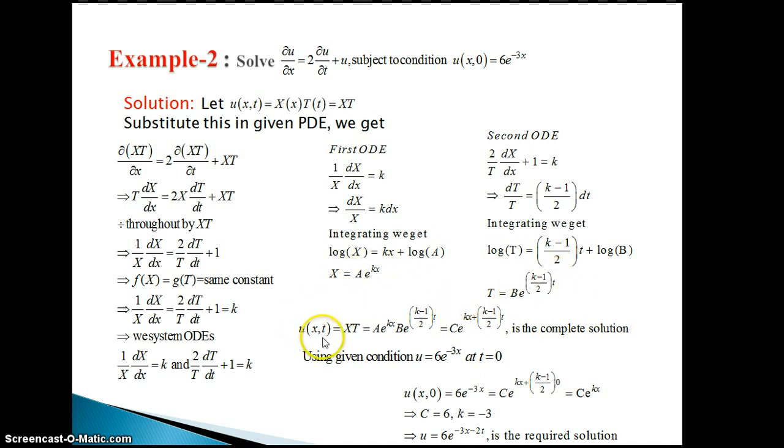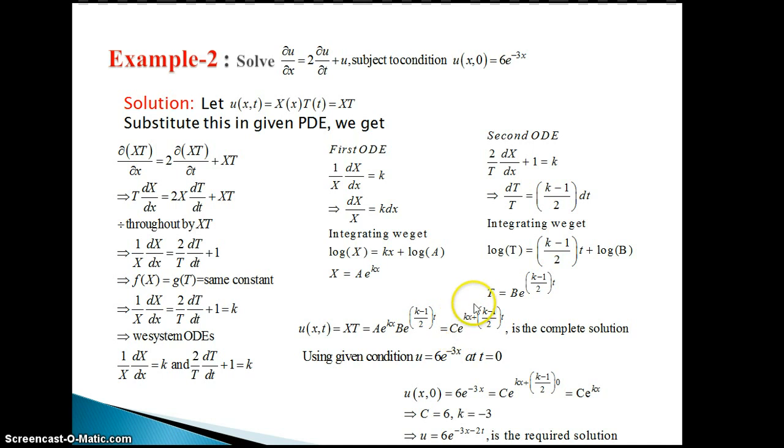Substitute that in u is equal to XT. So we'll get u is X, which is a e power kx, times T, which is b e power k minus 1 by 2 into t, is equal to a into b, which you rewrite as capital C, it is again a constant, and exponential powers you just add, so we get u is equal to C e power kx plus k minus 1 by 2 into t. So this is the complete solution, where C is some arbitrary constant and k is any arbitrary constant.